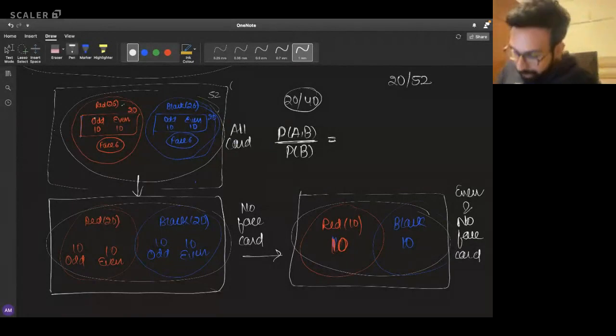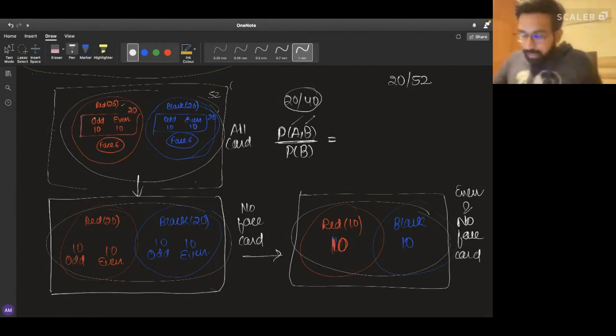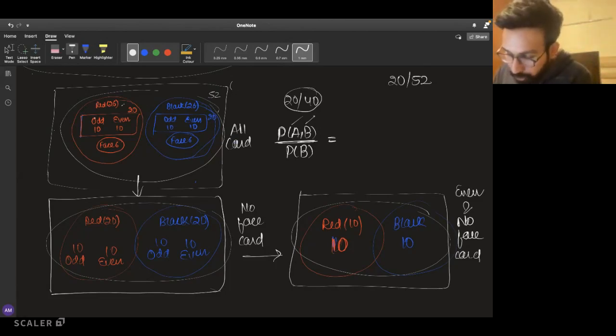So probability of A comma B is a joint probability. It means A is happening and B is happening. You are not told that B has happened and then asked how the probability of A is getting affected. The outcome that you are interested in is not P of A given B. You are interested in knowing the probability of an event where A and B both are happening.